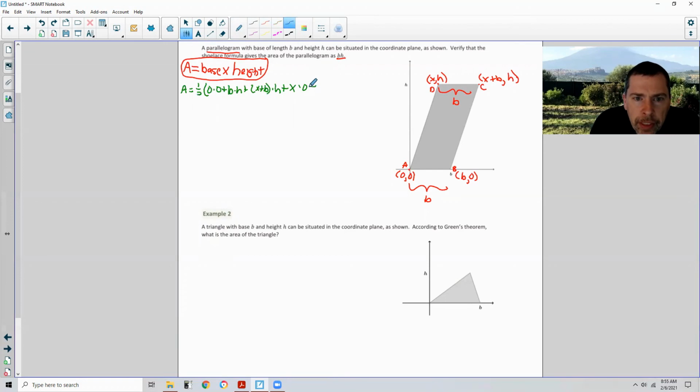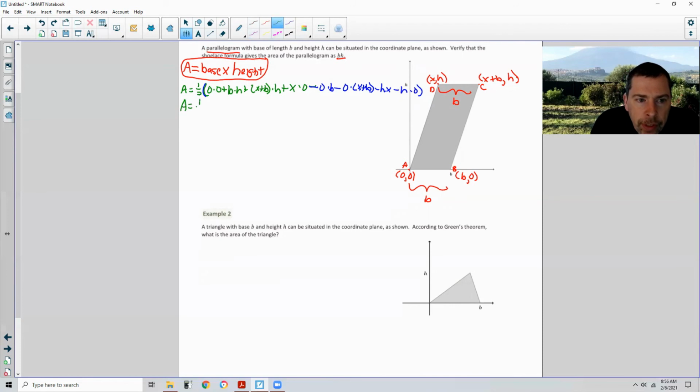So let's change colors for the minus side. Now we're going around counterclockwise again, starting with y1, which is 0, times the next x, which is b, minus this y, 0, times this x, which is x plus b, minus this y, which is h, times this x, don't need a parentheses, it's just x, times x, minus this y, times this x. Okay, and there is our parentheses that we need to take half of.